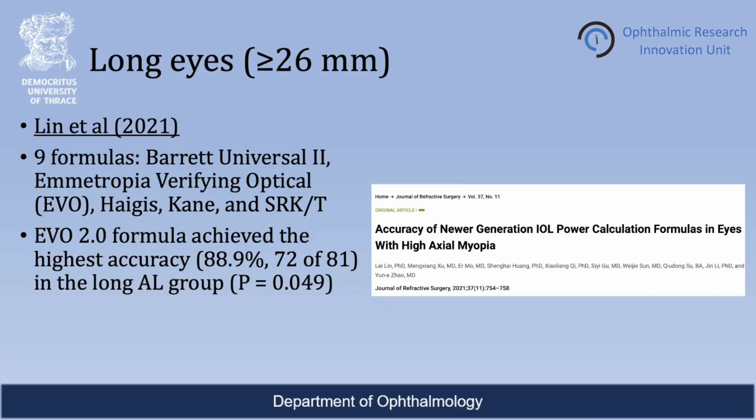Regarding long eyes, an interesting study performed in 2021 compared 9 different formulas for the IOL power calculation. The results showed that the new generation formulas performed better refractive outcomes. Among them are EVO 2.0 and Haigis formulas, which showed stable outcomes regardless of axial length. This study proved that the EVO 2.0 formula achieved the highest accuracy in the long axial length group.